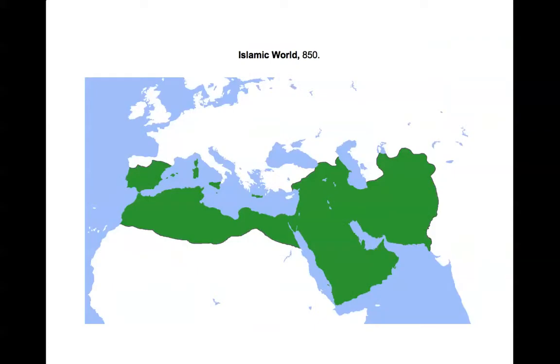Islam spread very rapidly during the 7th century, conquering Sasanian, Persian, Egyptian empires, and Byzantine provinces. So here you can see Mecca is down in this region down here. And armies spread rapidly throughout the whole Mediterranean.